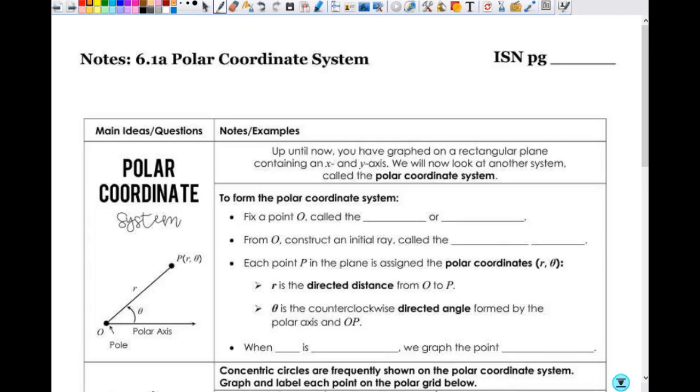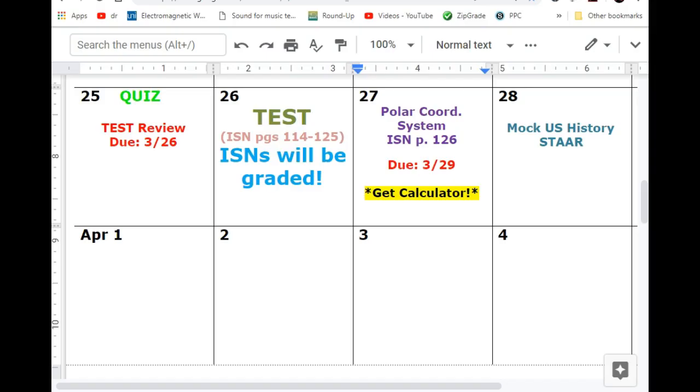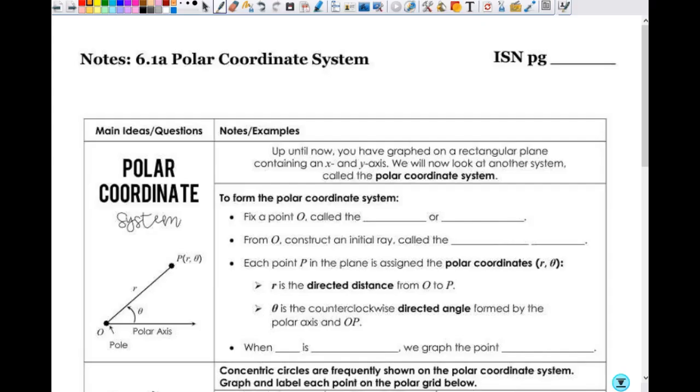All right, so we are not finished with trig, but we're starting a new unit that's not called trig, but trig is definitely involved within it. And this, I already forgot, is going on page 126 when we are done. So we're going to look at the polar coordinate system.